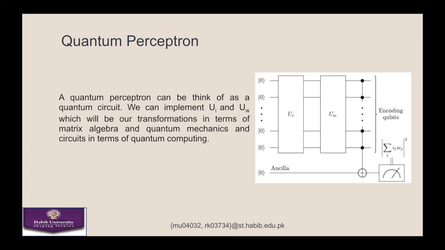We start with n qubit input and our output should produce something similar to the dot product of vectors I and W in classical perceptron. The main advantage of having a quantum perceptron is on space. Classically, if we have n bits, quantum version can have n qubits, but it will be equivalent to 2 to the power n inputs in classical computer.